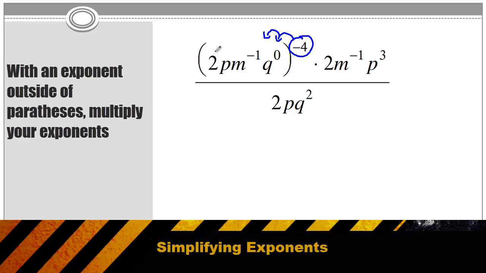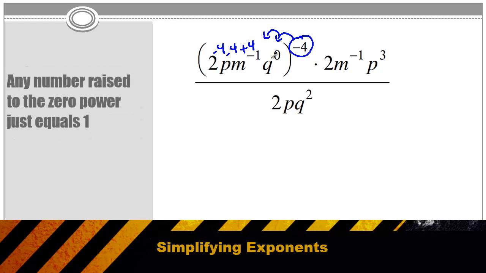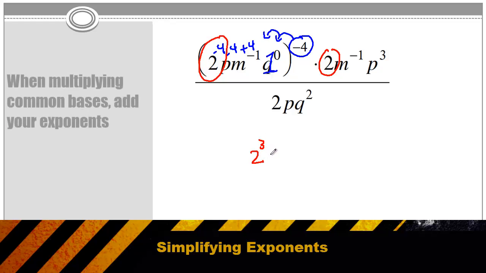So I get 2 to the negative 4 times p to the negative 4 times m to the positive 4 times q to the 0. And anything to the 0 power, that's just going to become 1. Next, I'm going to try and add or subtract any exponents that I can. I see on the top that I have a 2 to the negative 4 and a 2. So that's going to become 2 to the negative 3 because I added a negative 4 and a 1.